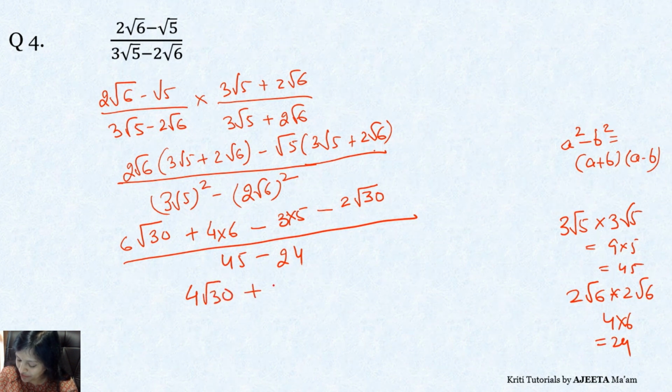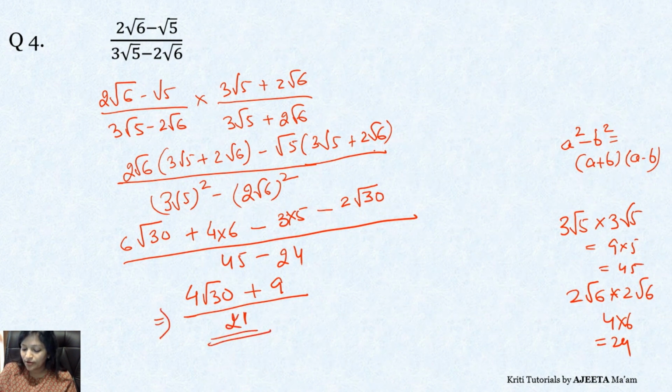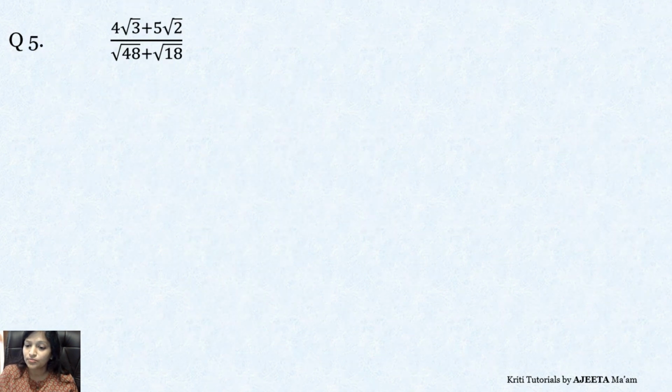Now 24 minus 15, we get 9. So 45 minus 24, we get 21. So that's our final answer, right? We just have to take care of the plus minus sign because here we had minus root 5. So it will be minus root 5 into 3 root 5, that is minus 3 into 5, and minus plus is minus, so it will be 2 root 30 if you multiply minus root 5 into 2 root 6, right? So let's move on to the next.